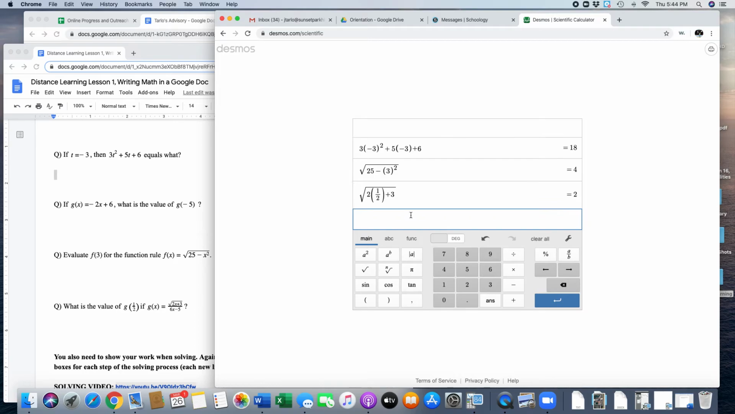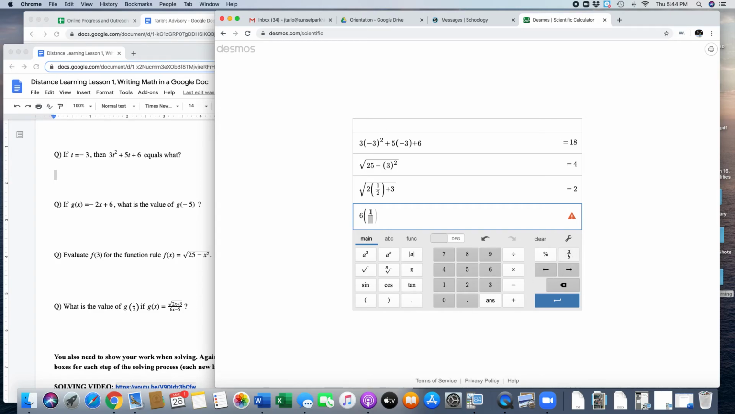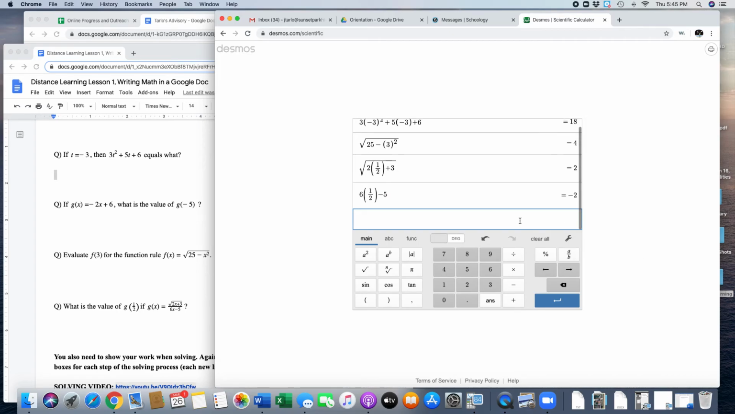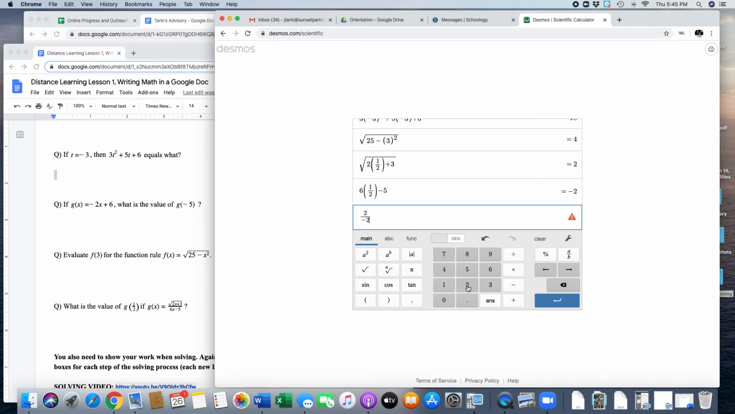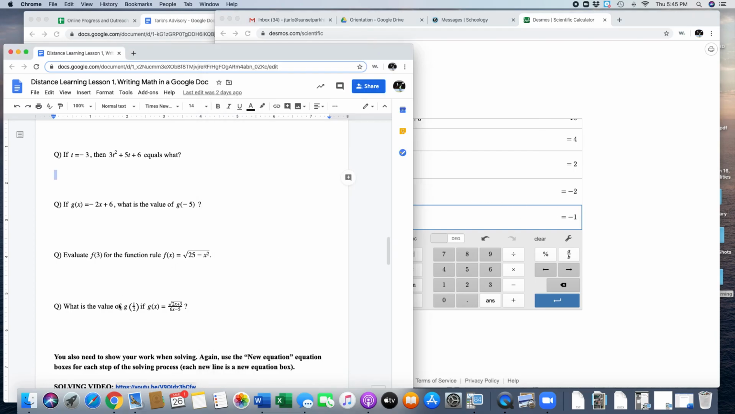So after that, I'm going to do the bottom, which is 6, and then instead of the x, I'll again plug in my fraction of 1/2. Close those parentheses, minus 5, and I get negative 2. And then I know my last step, because of the fraction bar, is to divide. So I will do 2. Let me clear that so you see it. 2 divided by negative 2, and I get a final answer of negative 1, which is the correct simplified answer for this question right here.